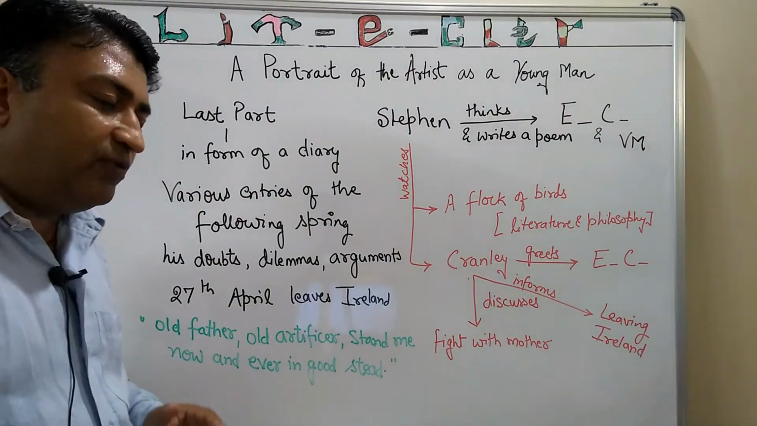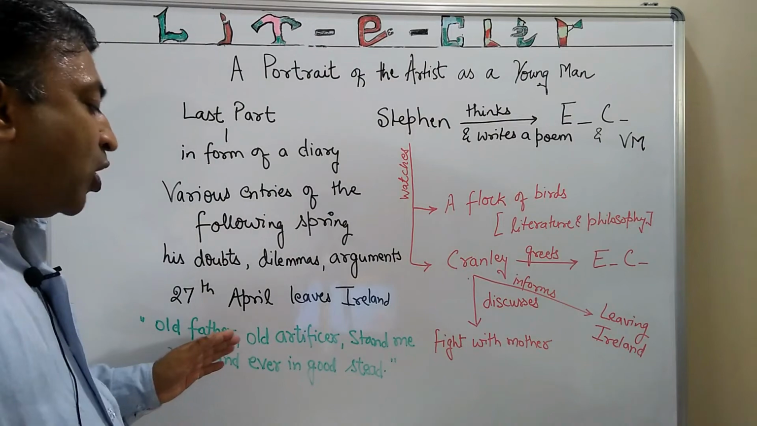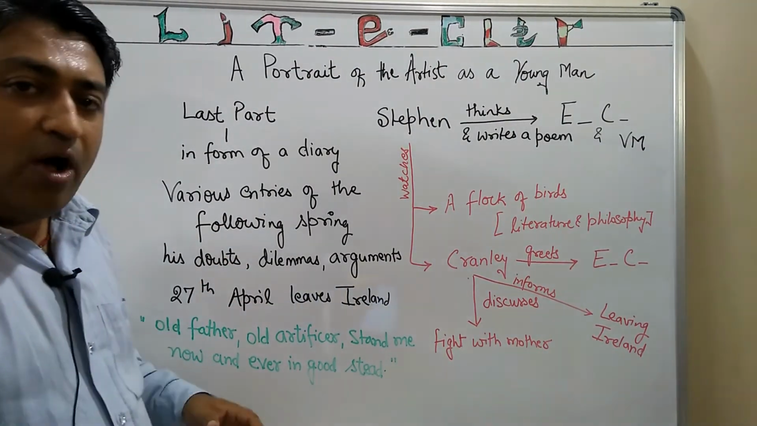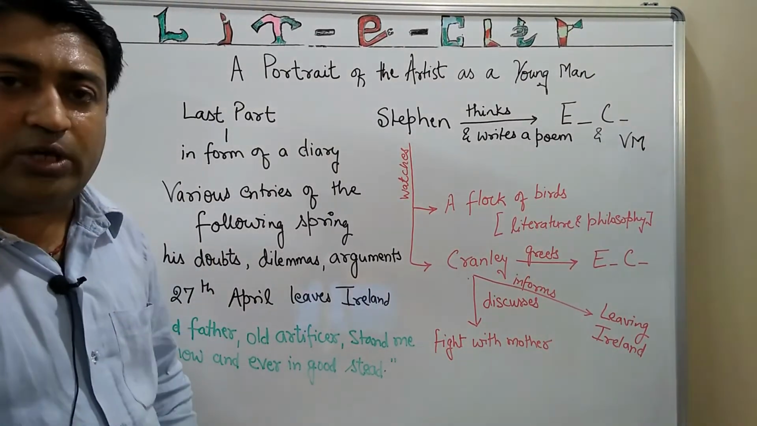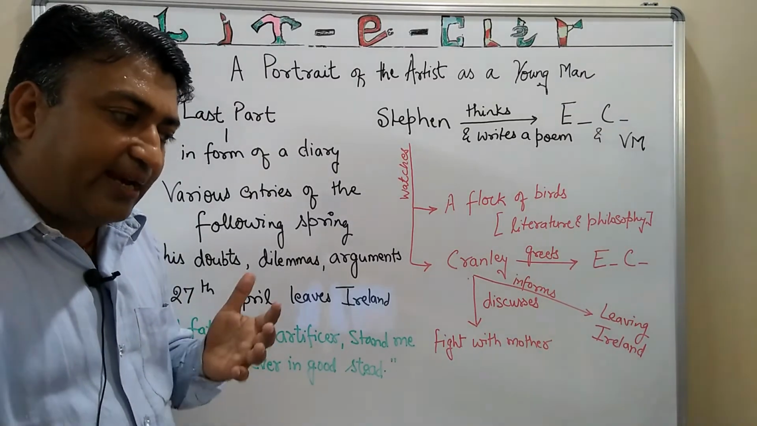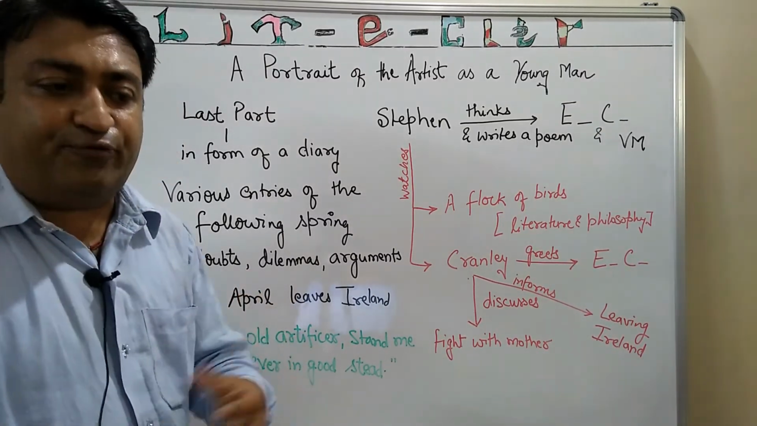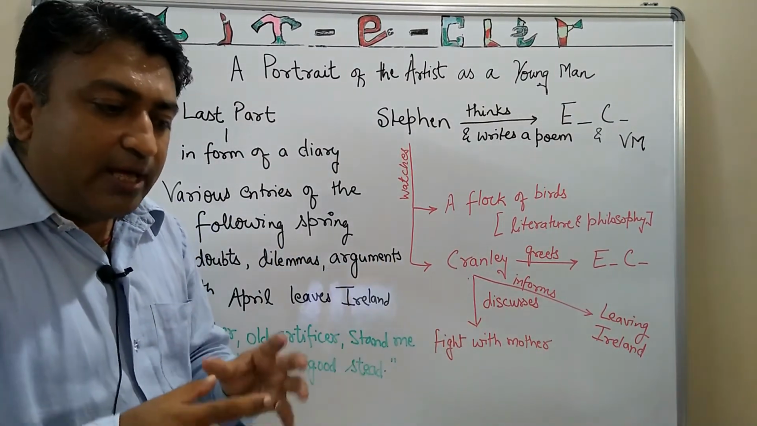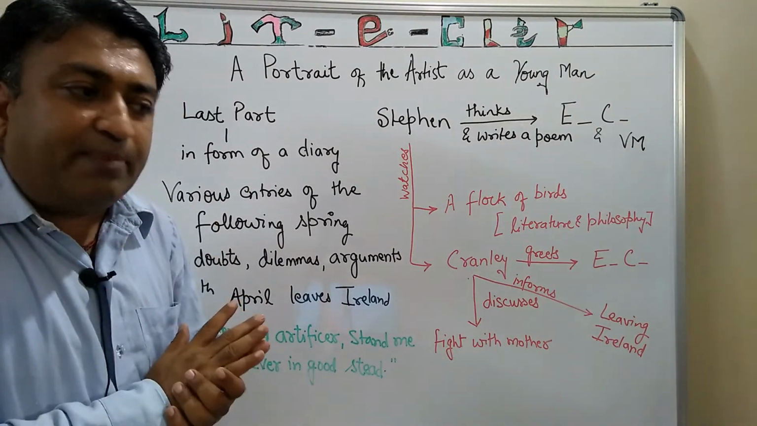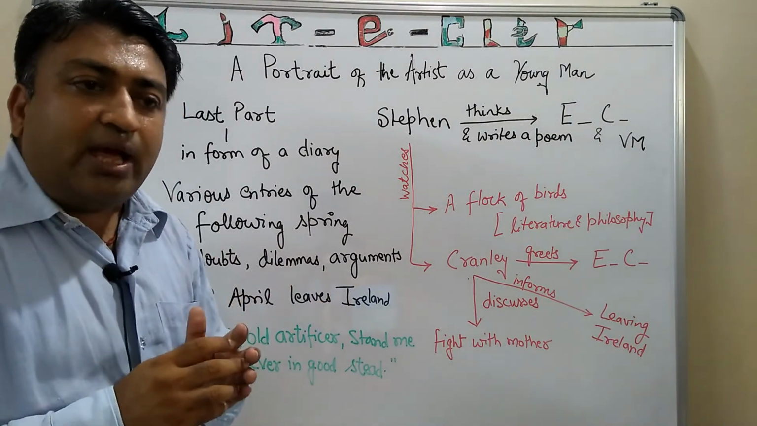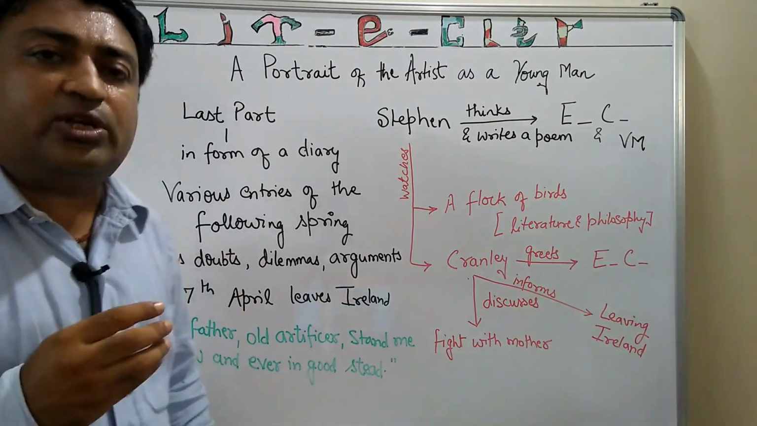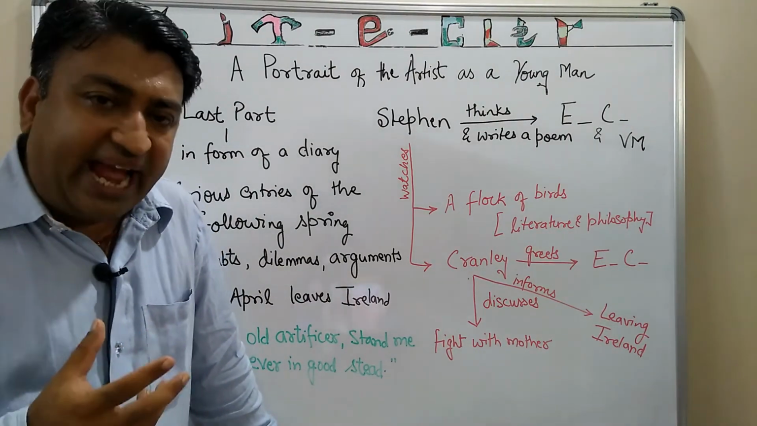And the last line of the novel says, "Old father, old artificer, stand me now and ever in good stead." Obviously, he is invoking the help of artists like Daedalus, and he wants to be freed from all labyrinths of society, religion, relationship, and to be an artist so that he can be free in his thinking, in all kinds of artistic activities. So this is how this beautiful poetic novel ends.